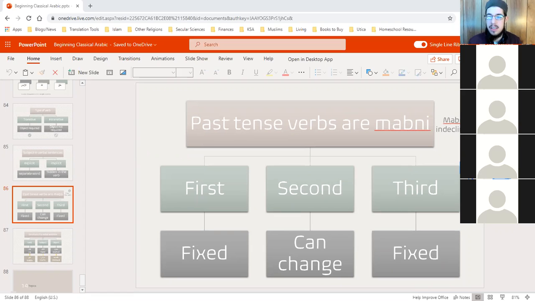So how do we learn past tense verbs? We have to learn the three letters. And the only variable that might change is the haraka on top of the middle letter. Sometimes it's going to be a fatha. Less commonly, it's going to be a kasra. And even less commonly, it's going to be a dhamma. So that is very important to know.